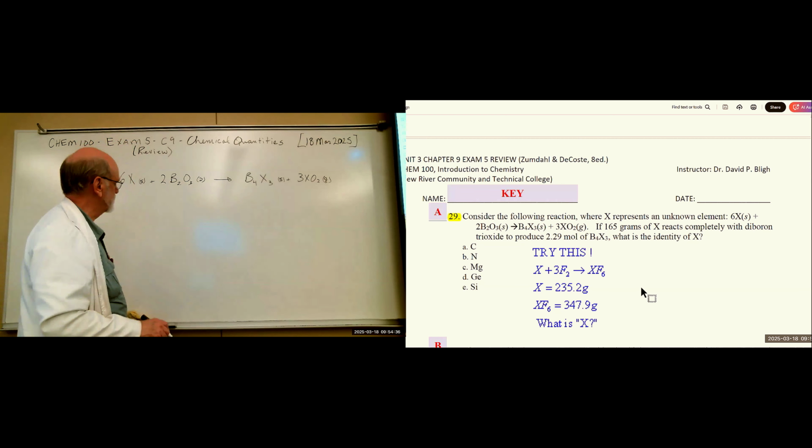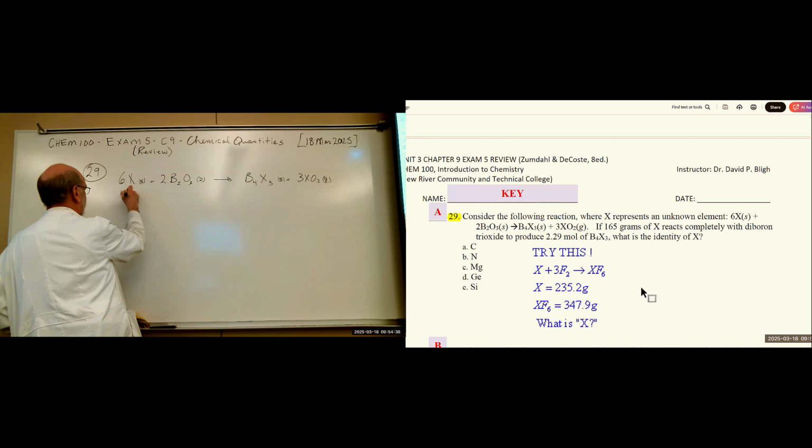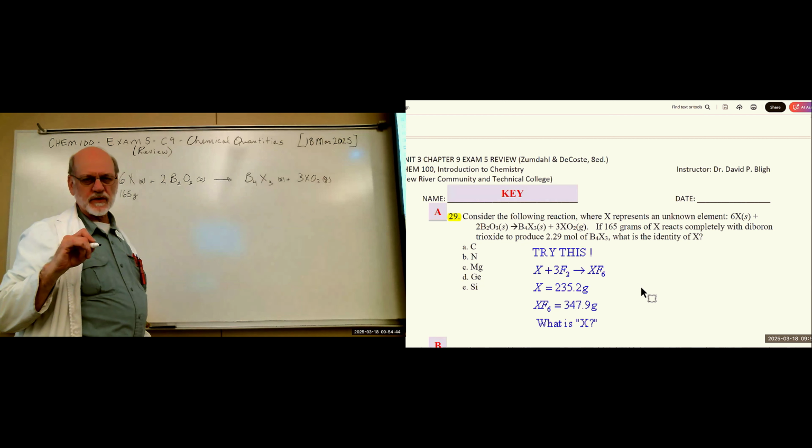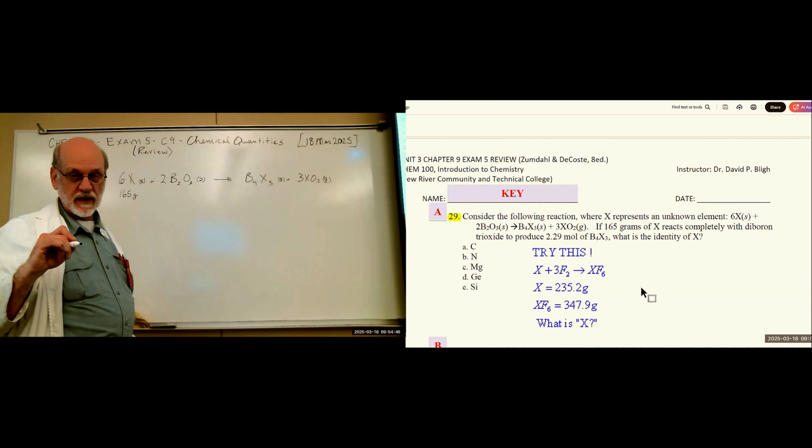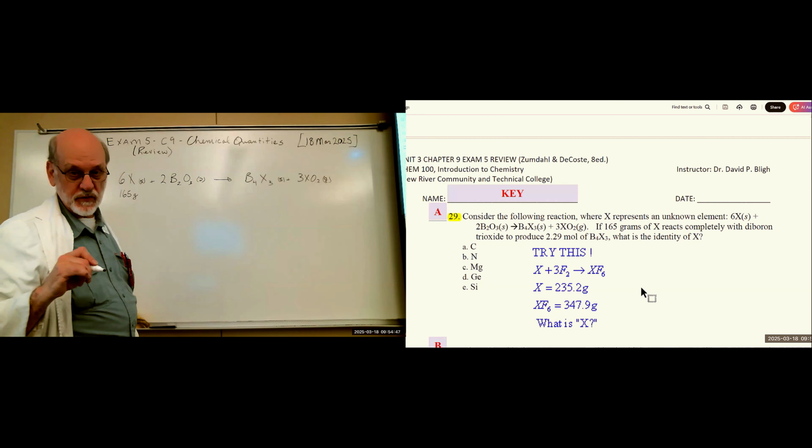165 grams of X reacts completely with diboron trioxide to produce 2.29 moles of B4X3. What's the identity of X? Remember how you find the identity of an element.